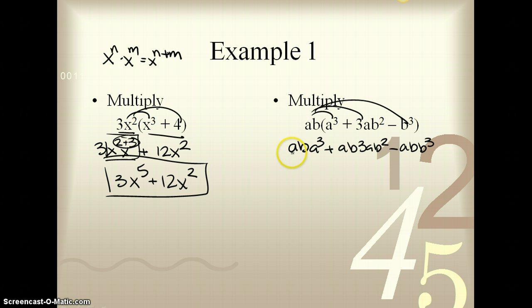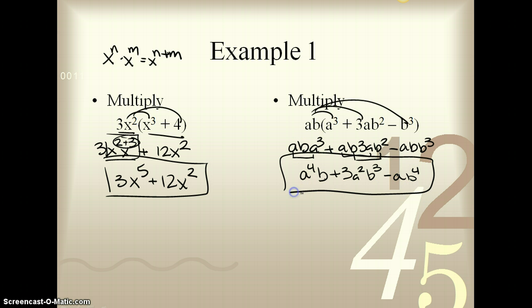From here, combine or simplify the ones that go together. So a times a cubed is a to the 4th. So you get a to the 4 times b plus, the number always goes in front, 3. You have 2a, so that's a squared, and then you have b times b squared, which is b cubed. And then last but not least, you have two b's. You have a b and a b cubed, so really you have 4 b's, and that would be b to the 4th. And that, again, would be your final answer.